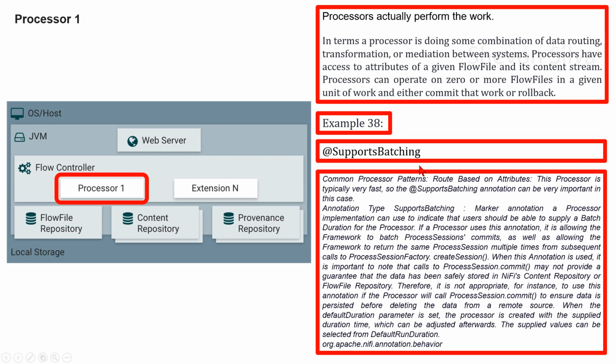When the default duration parameter is set, the processor is created with the supplied duration time, which can be adjusted afterwards. The supplied value can be selected from DefaultRunDuration. This is in the package org.apache.nifi.annotation.behavior.